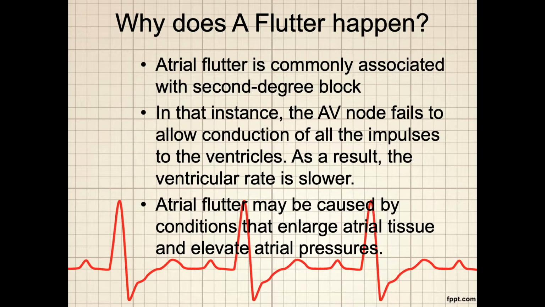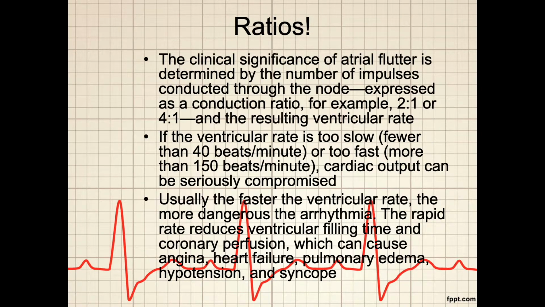Atrial flutter rarely occurs in healthy people. When it does, it may indicate intrinsic cardiac disease. Atrial flutter may be caused by conditions that enlarge atrial tissue and elevate atrial pressures. The clinical significance of atrial flutter is determined by the number of impulses conducted through the node, expressed as a conduction ratio, for example, 2-to-1 or 4-to-1, and the resulting ventricular rate.